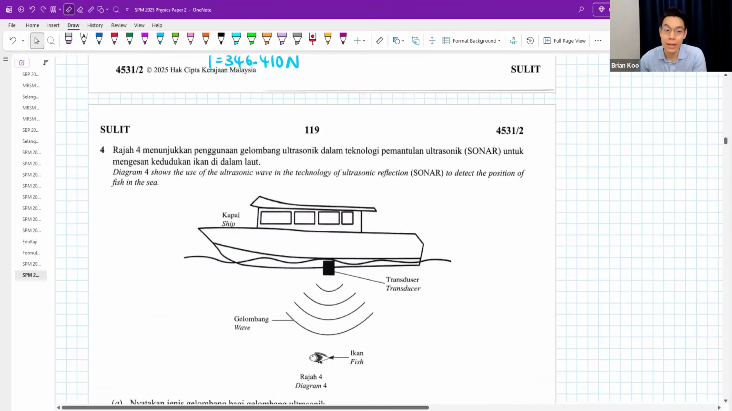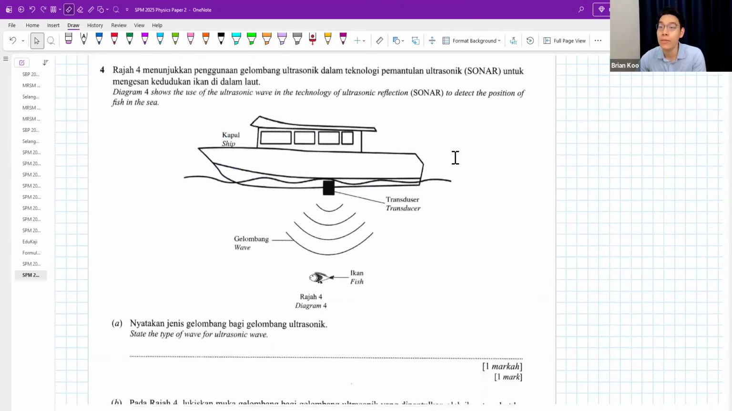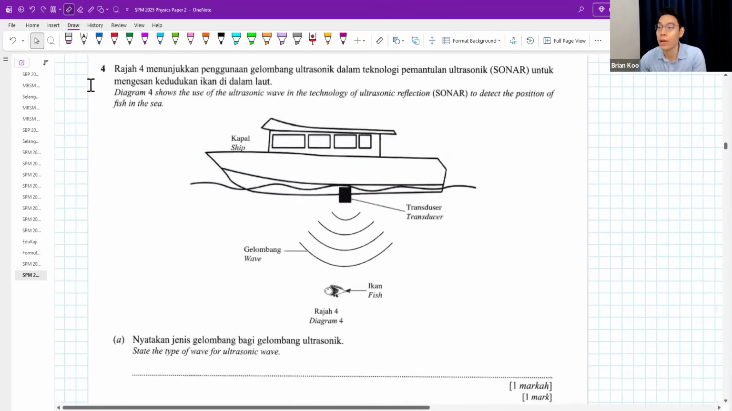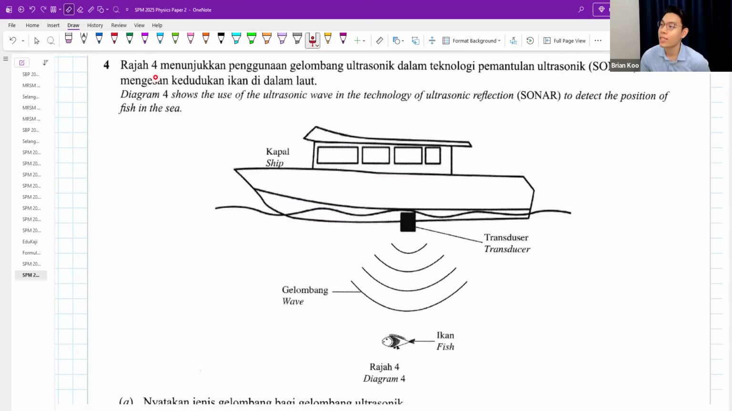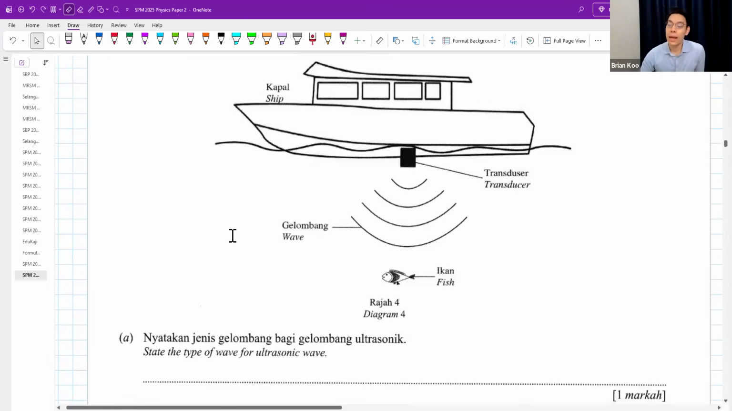Okay, question number 4. Diagram 4 shows the use of ultrasonic wave in the technology of ultrasonic reflection, sonar. Sonar actually stands for sound navigation and ranging. I use sound to navigate and to find the range, the distance, of things, to detect the position of fish in the sea. State the type of wave for ultrasonic wave.